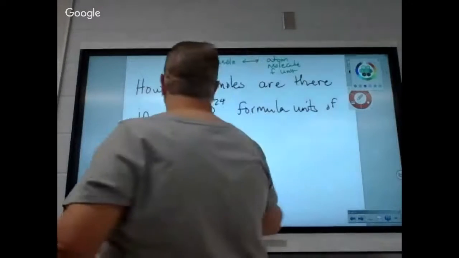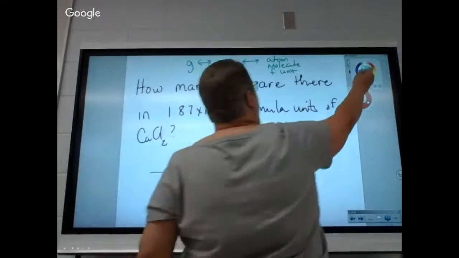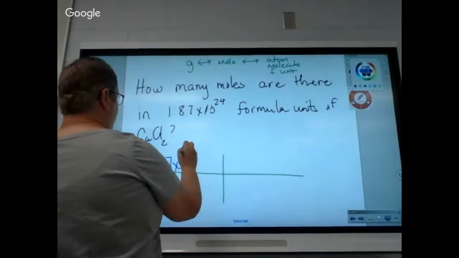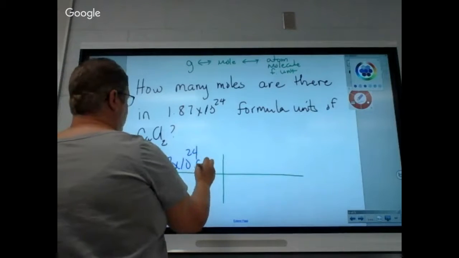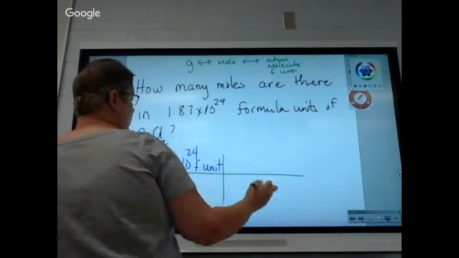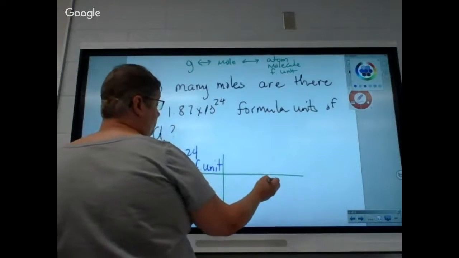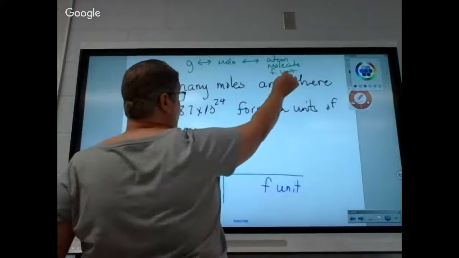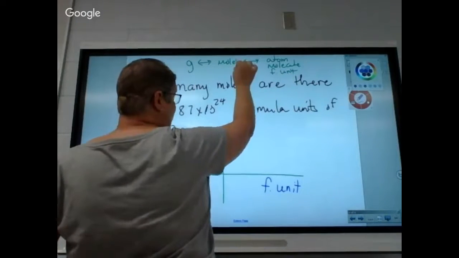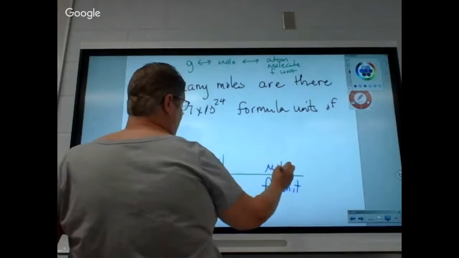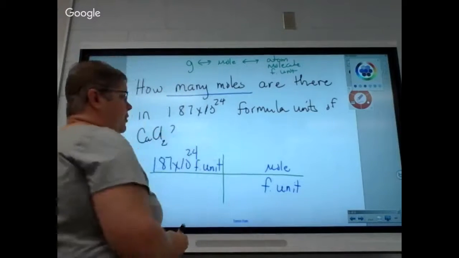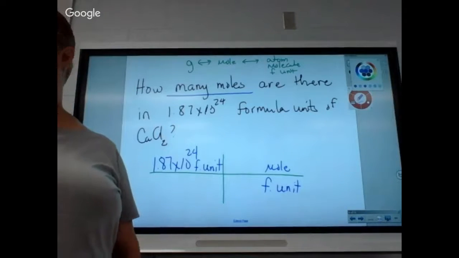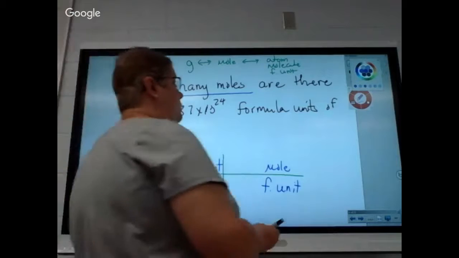What's my given data? 1.87 times 10 to the 24th formula units. So if I'm starting with formula units, what has to go on the bottom? Formula units. Now, if I'm here in formula unit, what has to come next? Moles, just like last time, right? If the question asks me for moles, am I done or do I need to draw a third section? I'm done. I don't need a third section.